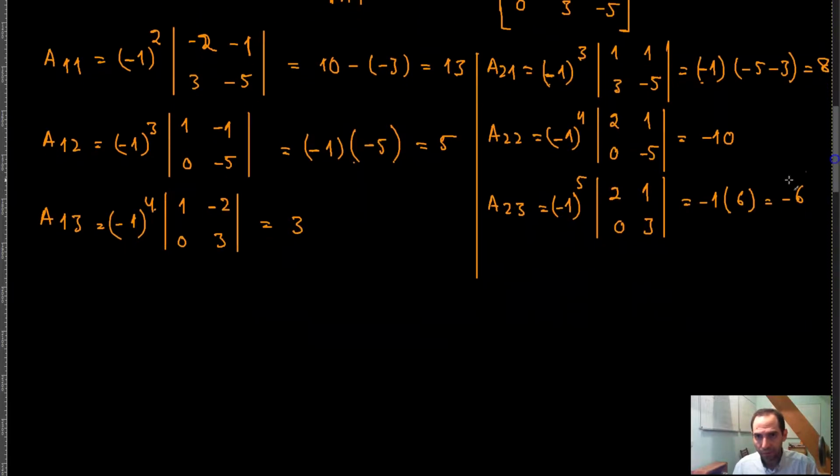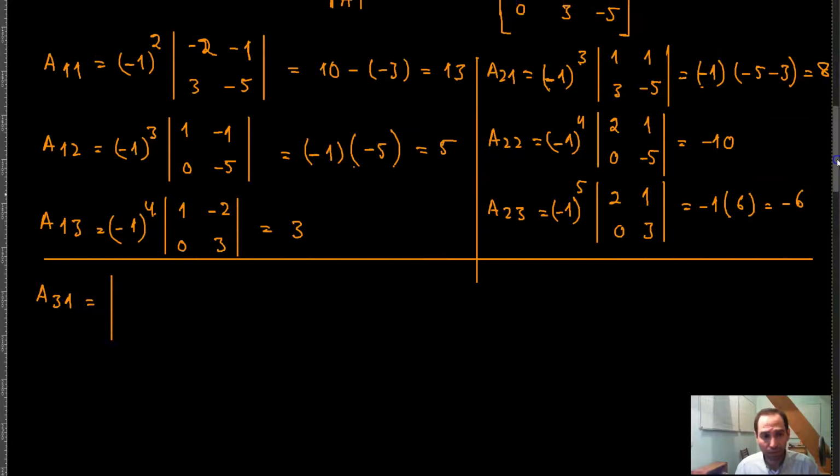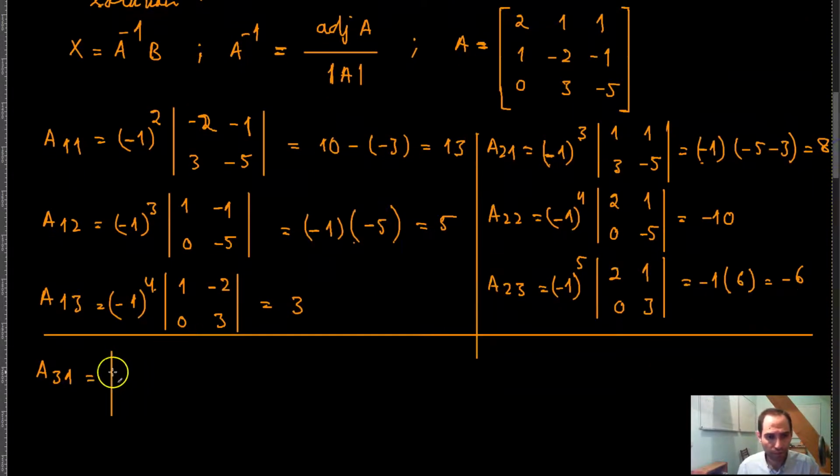Then you have A of 3, 1, which is equal to negative 1 raised to the power 4 times this determinant. Delete this column and delete this row: 1, 1, negative 2, negative 1. And so you have 1 times negative 1 minus negative 2, which is equal to negative 1 plus 2, which is equal to 1.